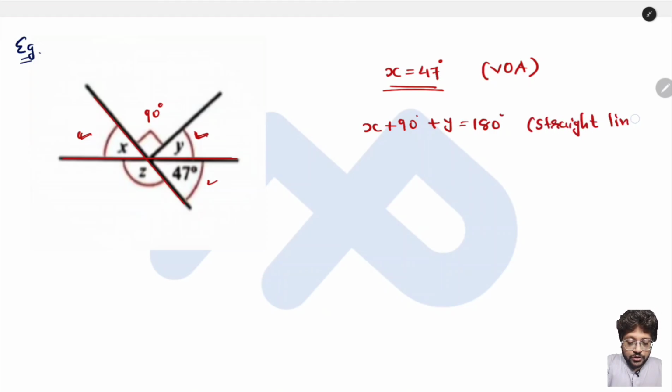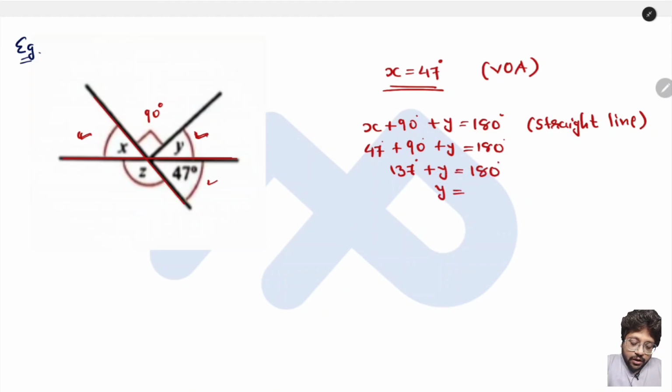Okay, so we have already found x, that is 47, plus 90 plus y is equal to 180, and let's make y the subject. First of all, this 47 and 90, they add up to 137, plus y is equal to 180, and to make y the subject, we'll throw this 137 to the opposite side of the equal to sign, and it will become minus 137. So 180 minus 137, that is 43. Clear? So y is coming 43.